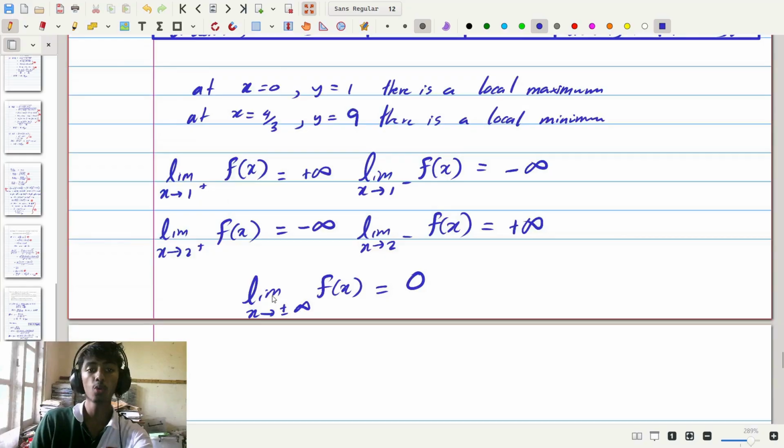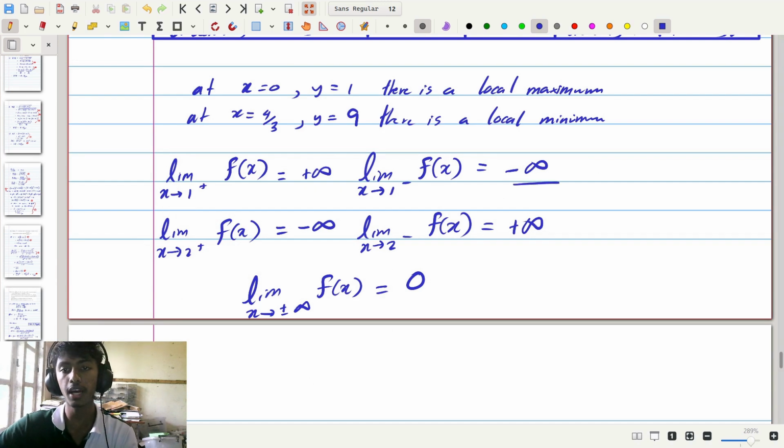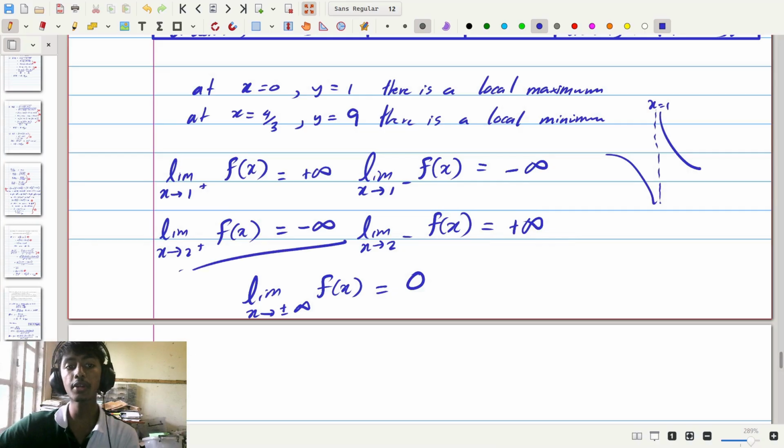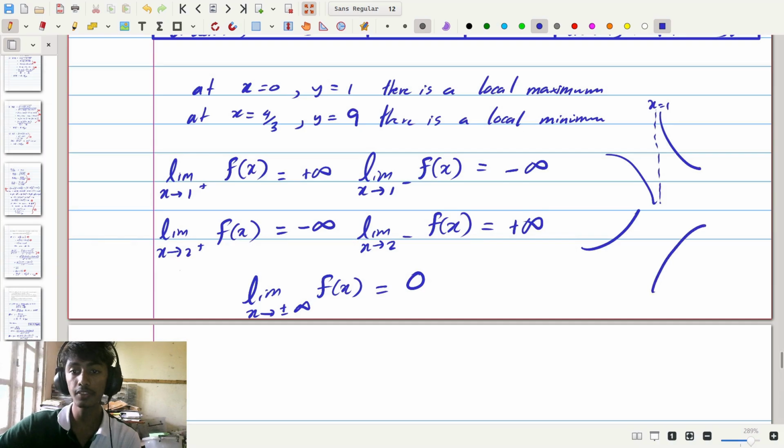Now from these, we can draw the shapes of our asymptotes. From these two we know the right hand side is approaching plus infinity and the left hand side is minus infinity, and therefore the shape of the graph is going to be downward on the left hand side and upward like this on the right hand side at x equals 1. So we can draw a vertical line like this and say this is x equals 1. Now similarly for the second one, we can draw another one where this time we have negative infinity on the right hand side and positive infinity on the left hand side. So this graph is going to be like this, and we can draw the vertical line here at x equals 2.